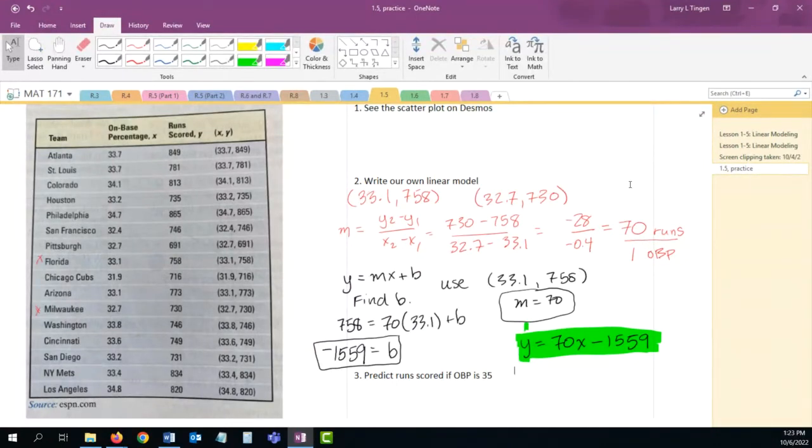I can't have on-base percentages negative, and it also doesn't make a lot of sense for me really until the runs scored comes back positive. Does that make sense? Does that concept, that idea make sense?